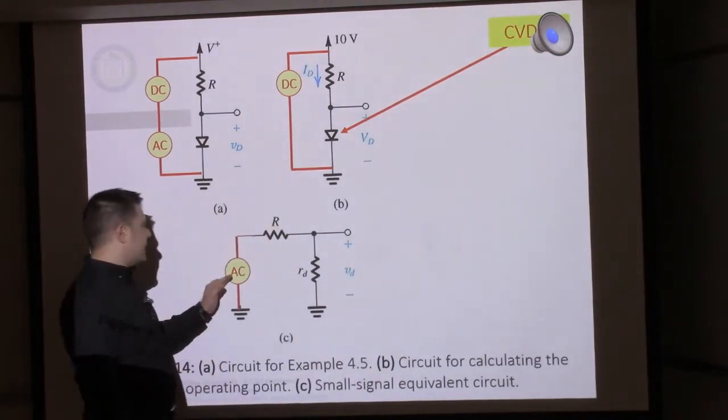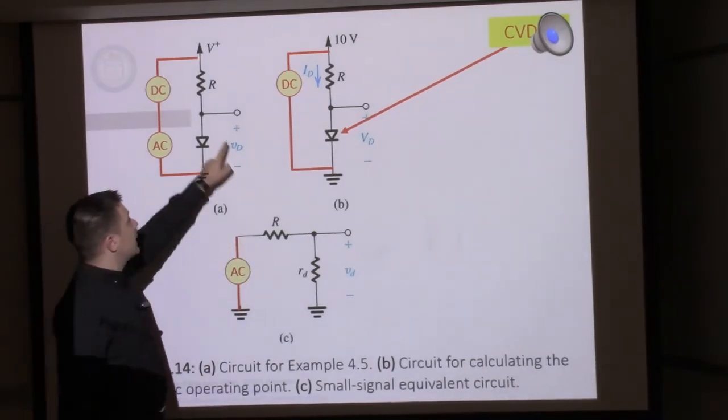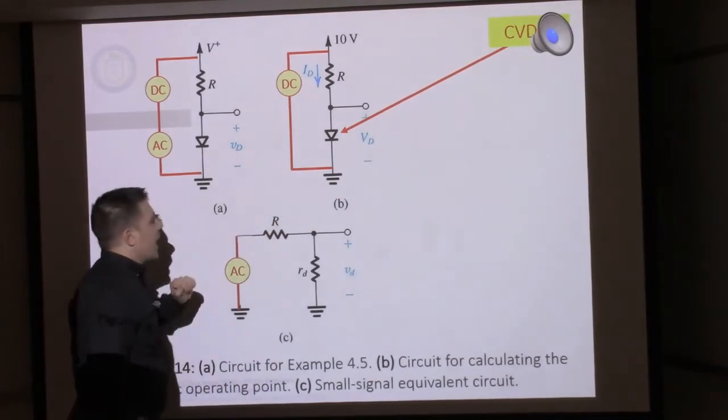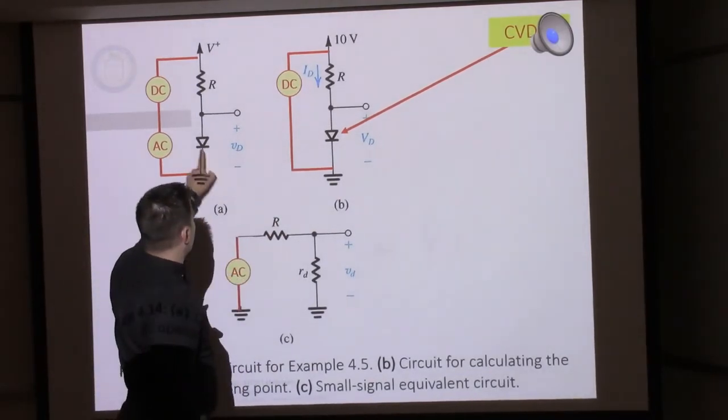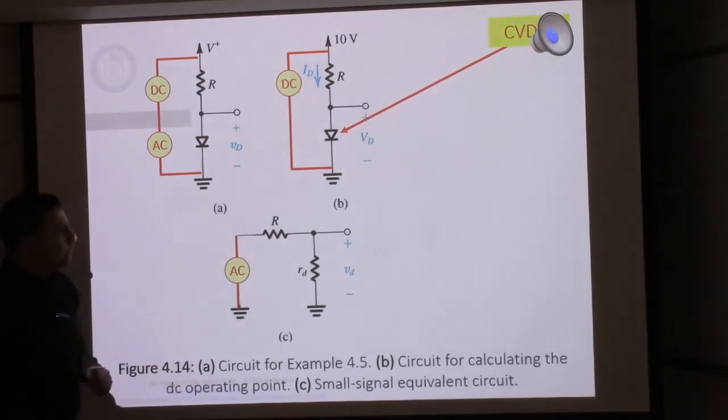Then we take the time varying or the AC component and we put that in series with this same resistor. All three of these big R values are the same, as well as a new resistor. So we're replacing the diode with a new resistor that we're going to call little r, little d.